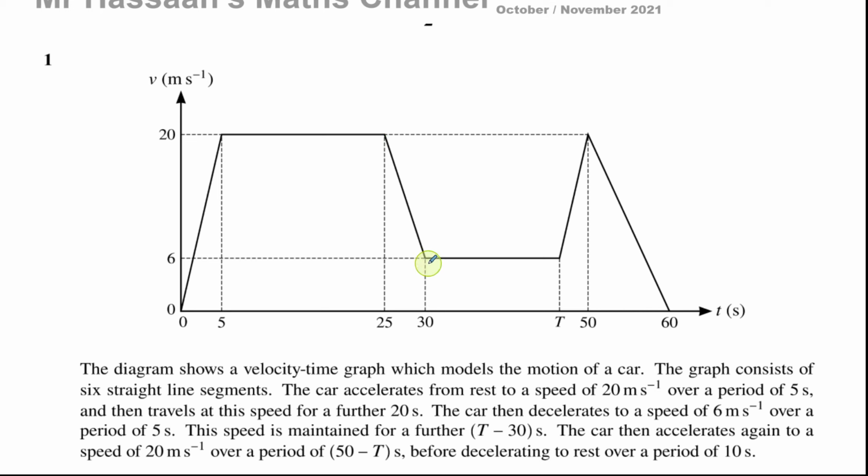The speed is maintained for a further t minus 30 seconds. Okay, so t minus 30 seconds. And then the car accelerates again to a speed of 20 meters per second, in a period of 50 minus t seconds, before decelerating to rest over a period of 10 seconds.